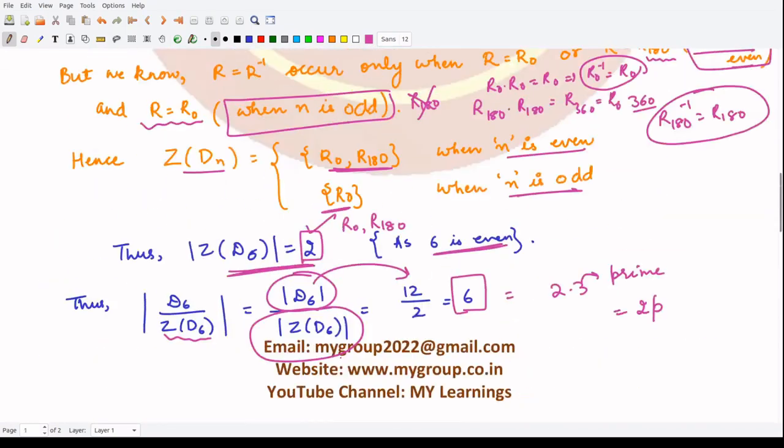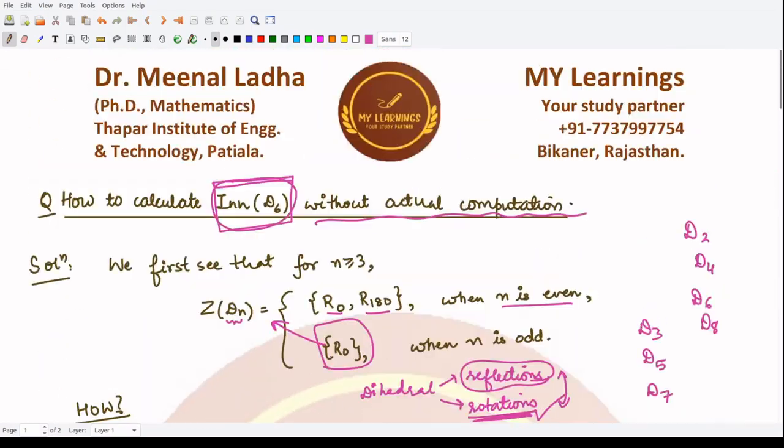So you see, without actual computation, we can very easily reach the conclusion that this inner automorphism group of D6 is basically isomorphic to D3, in which we have 3 rotations and 3 reflections, right? So I hope you understood this question and concept well.